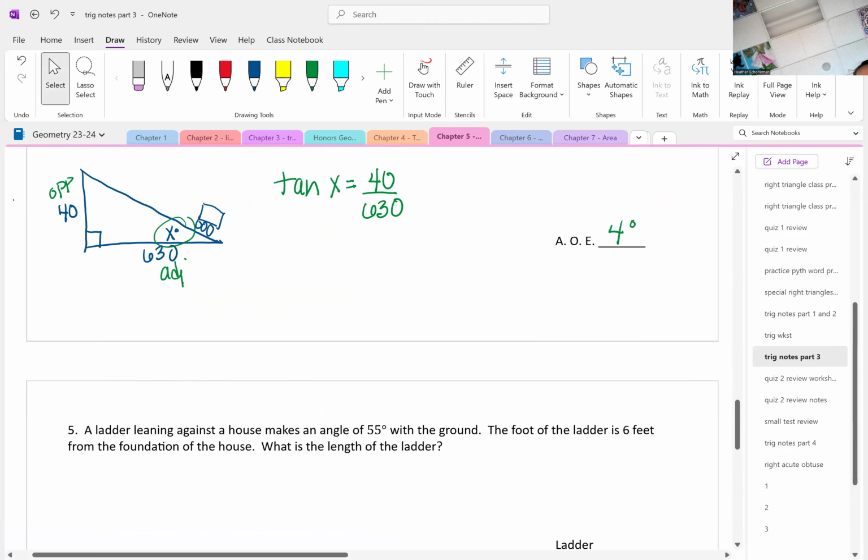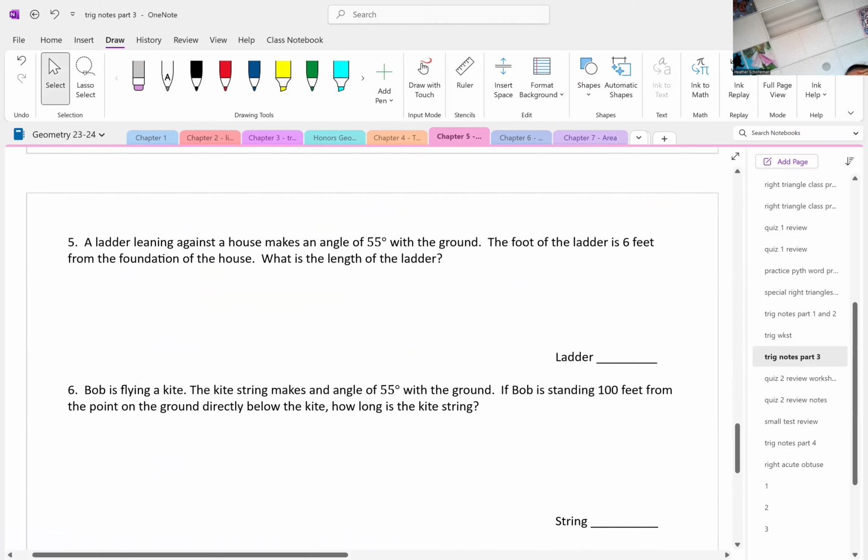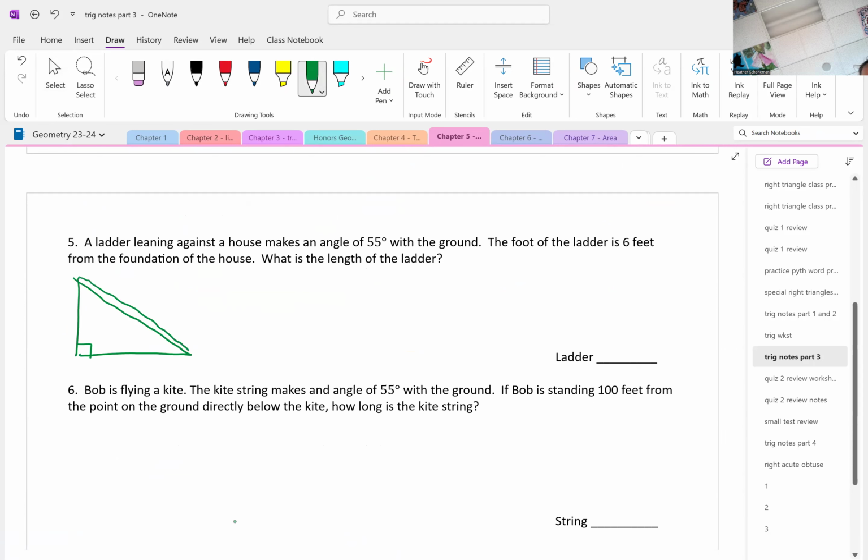Okay, if we turn over to the last page, try another one where we're not solving for an angle and it actually doesn't use elevation or depression. All right, so again, we have to have a right triangle. That's going to happen every time. A ladder is leaning against a house. So we have done enough of these word problems to know the ladder is always the hypotenuse.